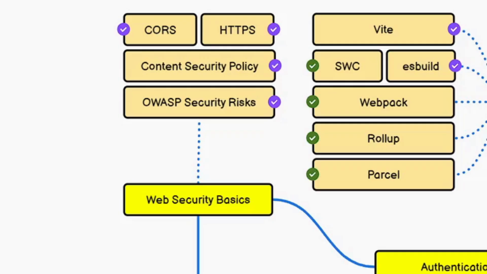Content security policy. A CSP header helps mitigate XSS attacks by defining what resources are allowed to load on your site, preventing malicious scripts from being executed. Keeping these basics in mind will help ensure your web application is more secure and less vulnerable to common attacks.